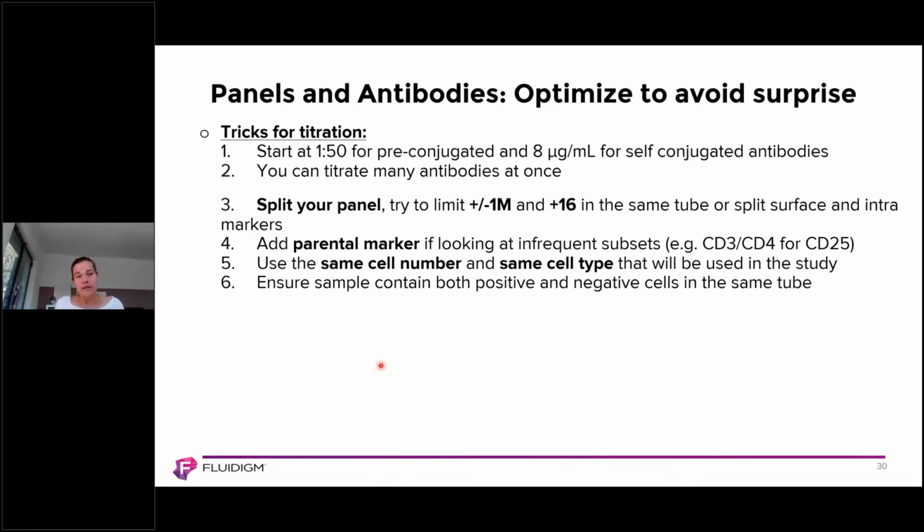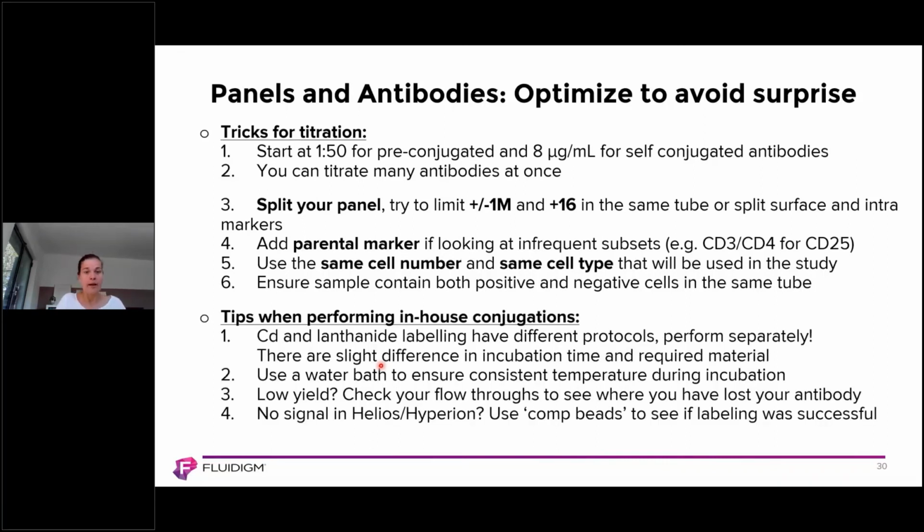Another important thing is to always use the same number of cells and the same type of cells that you will use in your final experiment. It's really important to do your titration in the same conditions as your experiment. And just be sure that your sample contains positive and negative cells for the markers you want to look at.